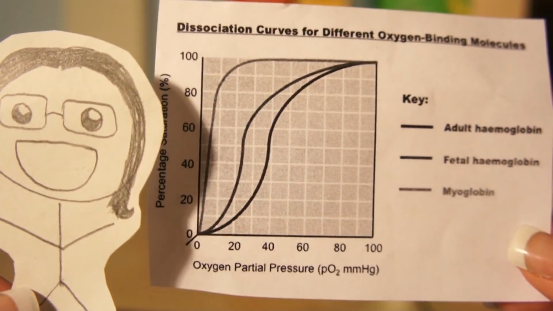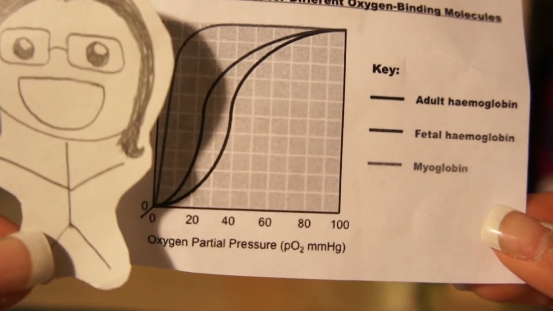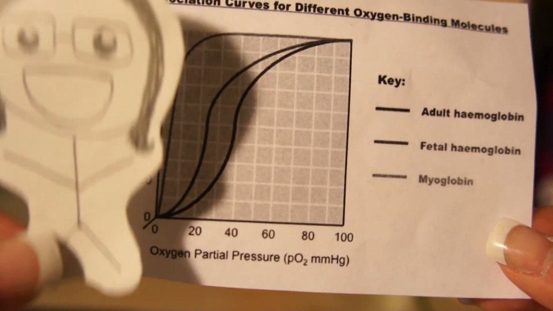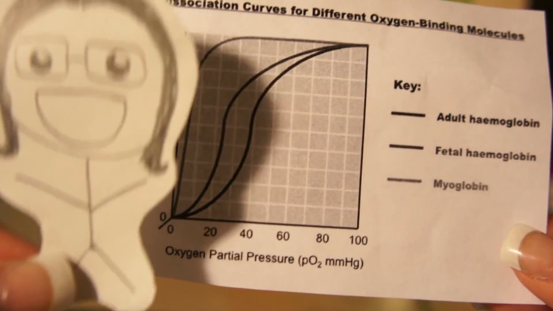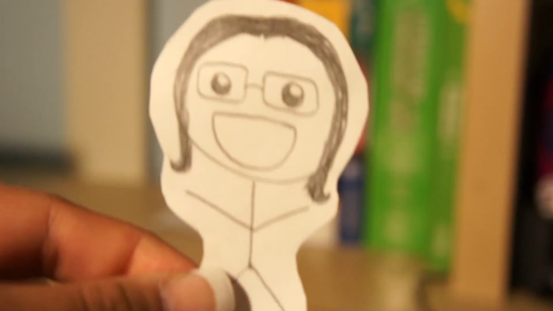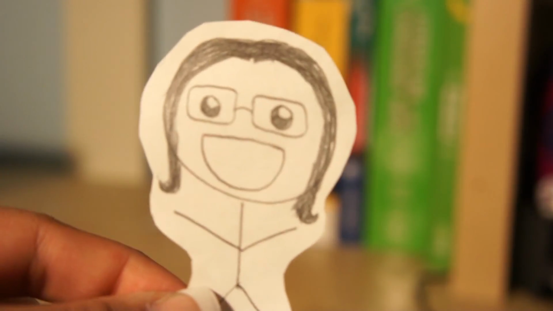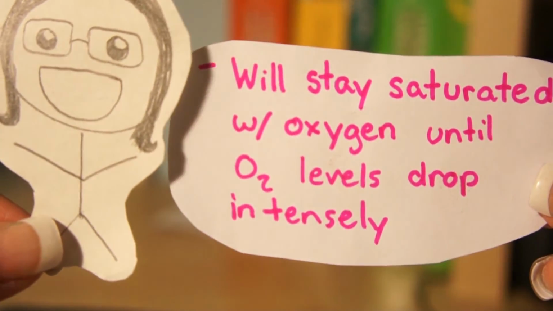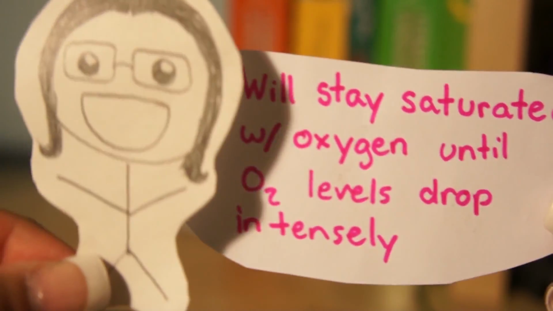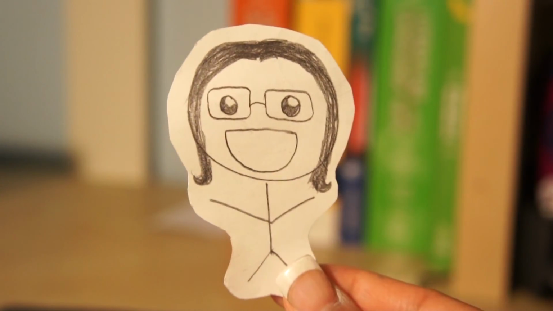the other two hemoglobins. So because myoglobin cannot undergo cooperative binding, myoglobin has a greater affinity for oxygen compared to hemoglobin. So under normal conditions, myoglobin will stay saturated with oxygen until levels drop intensely, such as during exercise.